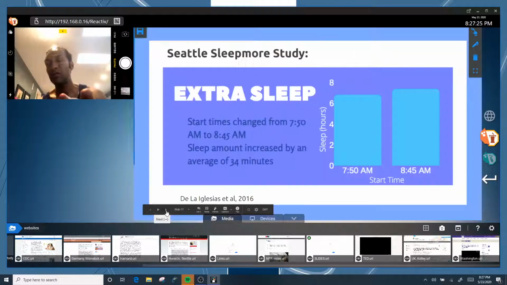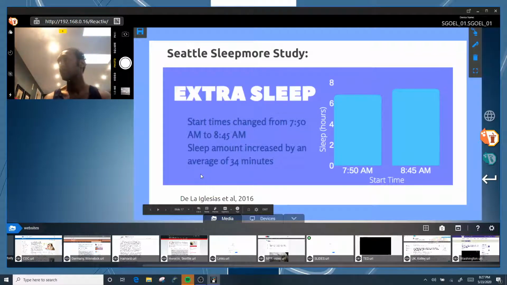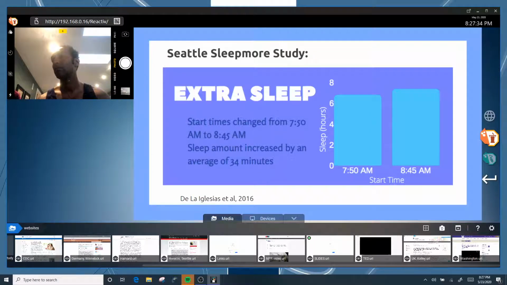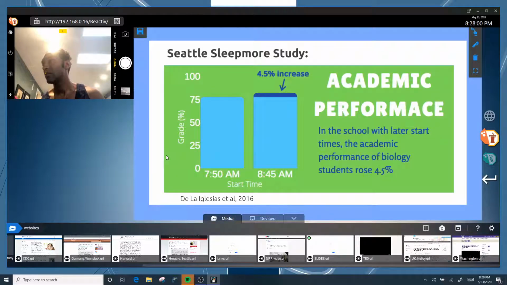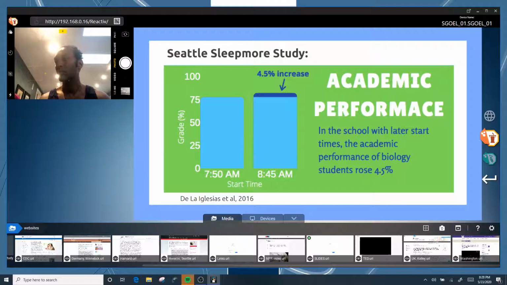Okay, so let's look at what the evidence is showing. There have been a number of studies. Let's talk about this one. The first one is a study by Dr. De La Iglesias. He conducted a study in Seattle where they took 2 schools and changed their start times from 7:50 to 8:45, so about an hour delay. They found that the sleep amount increased by an average of 34 minutes. That may not seem like a lot, but it is a good amount. It makes a big difference. We're going to find out why in the next slide. So they monitored the academic performance of biology students in a class.